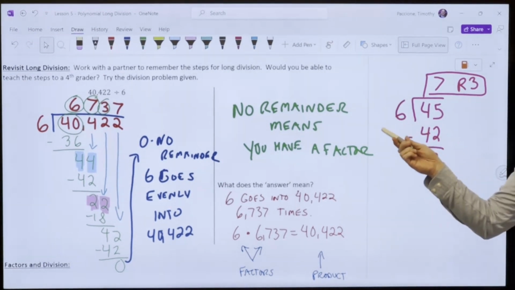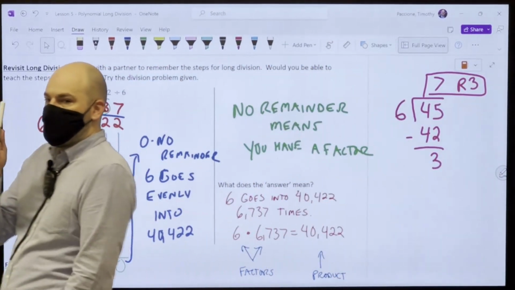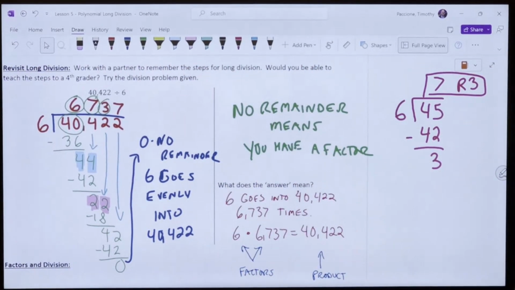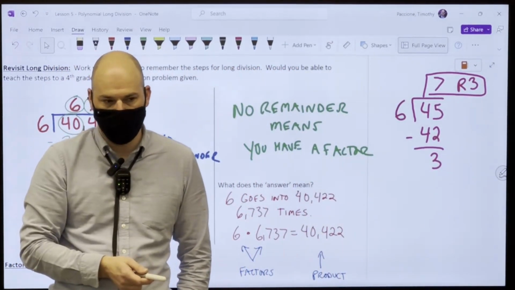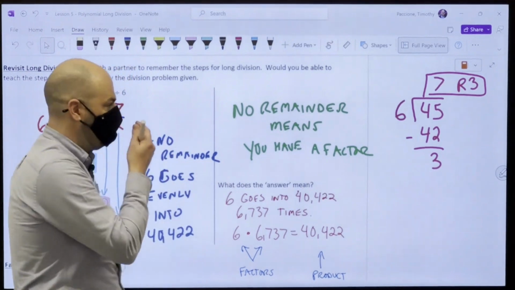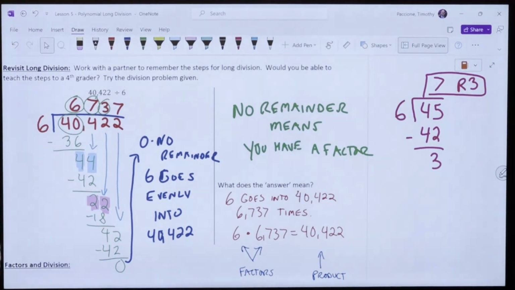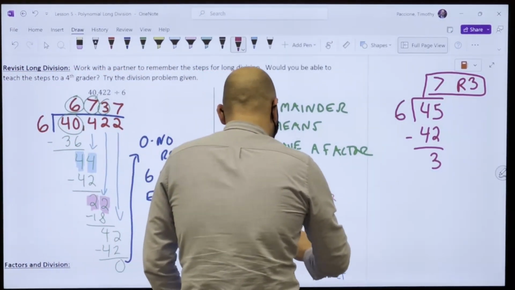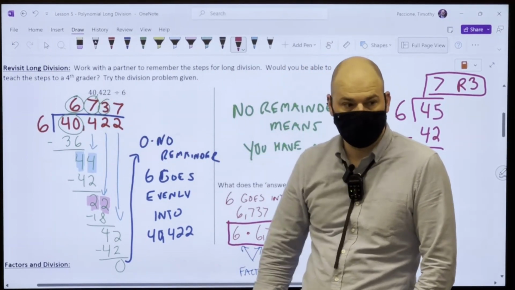What does that mean? It means 6 doesn't go into 45 evenly, right? But if I did this with 42, would I get a remainder? No, because 6 goes into 42 evenly. 6 is a factor of 42, right? So 6 is a factor of 40,422. What does that mean? That means we could go back to the bigger number if we wanted to. Think about it. That means 6 times 6,737 is 40,422.